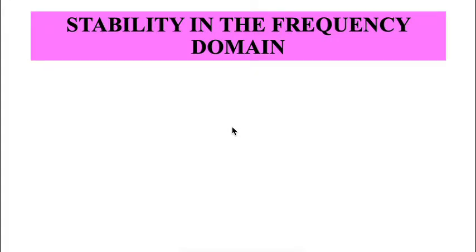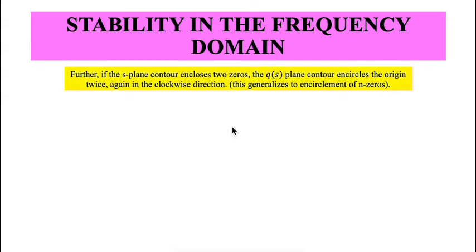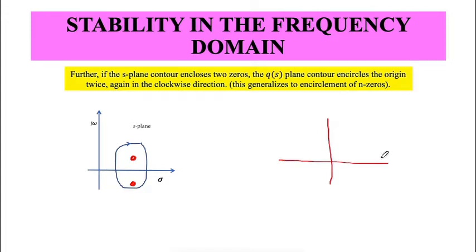So what happens when my contour encircles or encloses a zero? Let me draw this. Say this is a zero here and there is a zero here. This is my S plane with sigma and j omega. So what will happen here is that I will encircle the origin twice, suppose once like this and another like this. Okay, so the shape is not really important.